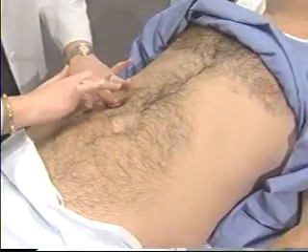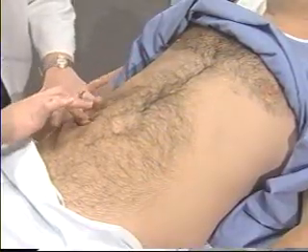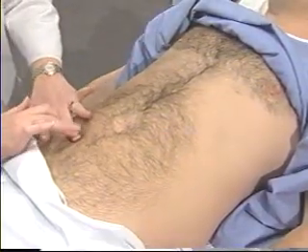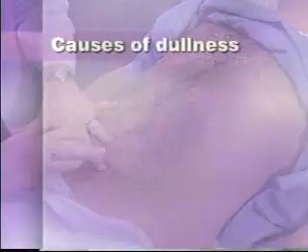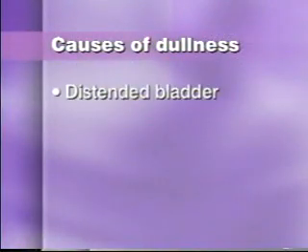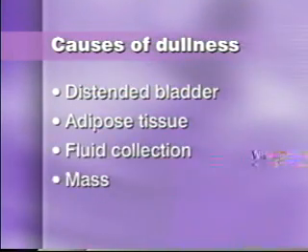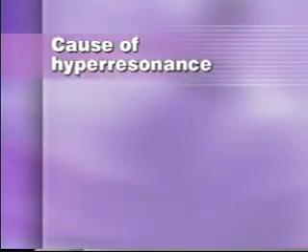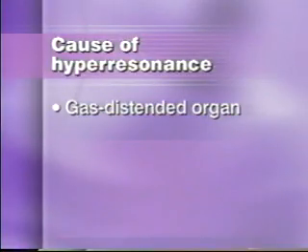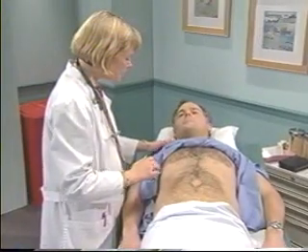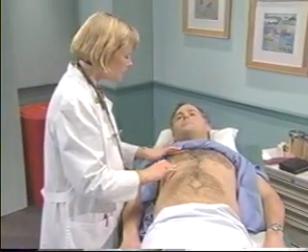You should hear dullness over the solid organs and tympany over the air-filled organs. You may also hear dullness over a distended bladder, adipose tissue, fluid collection, or a mass. You may hear hyperresonance over a gas-distended organ. Now percuss each organ, beginning with the liver.